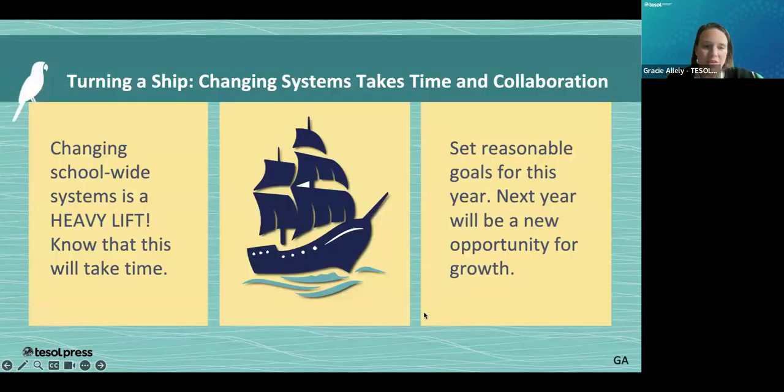And we always remind everyone that turning a ship and changing systems takes so much time and collaboration. Changing school-wide systems is a very heavy lift. And setting reasonable goals for this year is essential. Next year will be a new opportunity for growth. And so just making sure those SMART goals are achievable and time-bound, so that you're not feeling defeated by the end of the year, but it gives you something to build on and grow from.